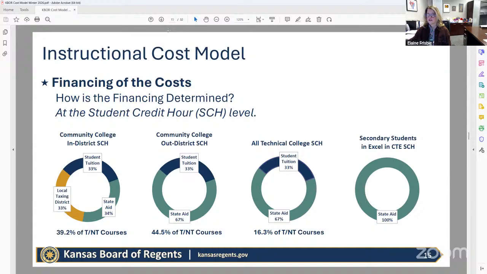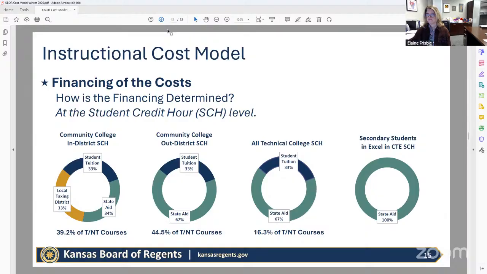And then financing, so the other side of the ledger, of course, we've got our third, a third, a third for the different groups. We've mentioned that before. And then the 100% for our high school students in Excel and CTE. And as a reminder, high school students who aren't in Excel and CTE, but who take courses at the colleges, do then fall in either the in-district or out-district part of the model, either a third or 2/3, depending on their residency.